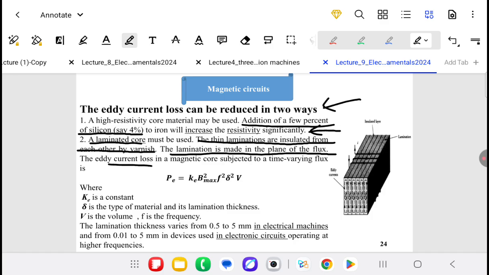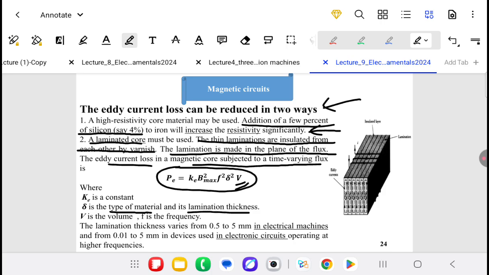The eddy current loss in the magnetic core can be expressed by the following equation due to time varying flux. PE equals KE, which is a constant, times the maximum magnetic flux density squared, times frequency squared, times delta squared, where delta depends on the type of material and the lamination thickness. The last term is V, which is the volume of the material.